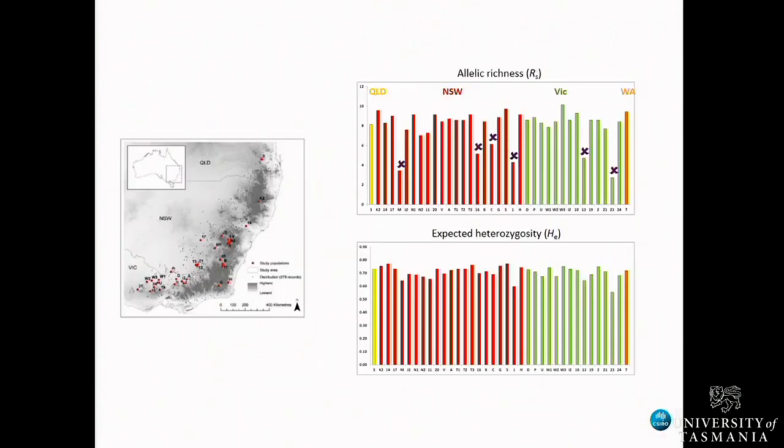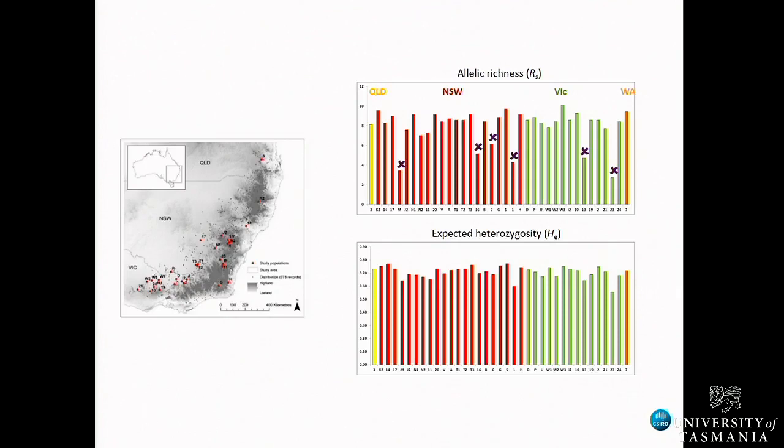So just to give you an idea of allelic richness and expected heterozygosity, there are a few sites where allelic richness is quite low. I put crosses on them. That's probably not the ideal symbol. That doesn't mean they're very bad. It just means that they're lower than some of the other sites. This is the WA site. It's got just as much allelic richness as many of the others. And then this is the Queensland site at the other end.